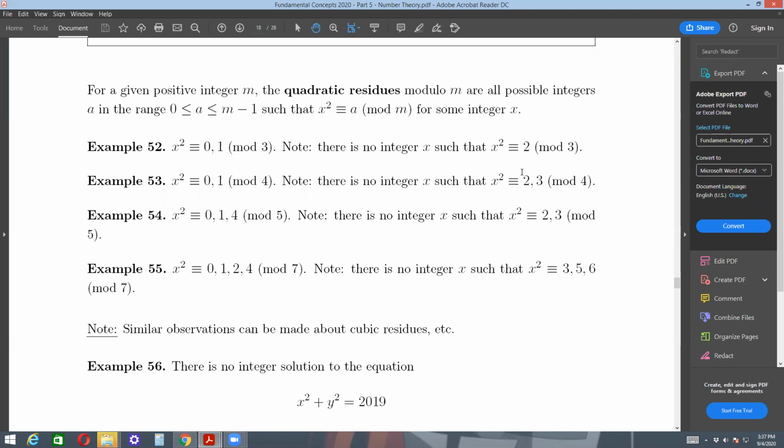Okay, the next thing here is quadratic residues. You can also have higher powers, so you can have cubic residues and those things, but we'll just focus on quadratics. For any given positive integer m, the quadratic residues mod m are all possible integers in the range 0 to m minus 1 such that x squared is congruent to that number. So what we're looking for is all possible numbers from 0 to m minus 1 that you can get by squaring a number.